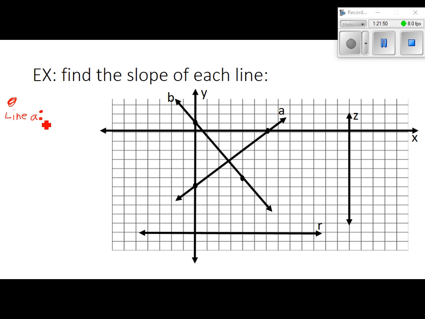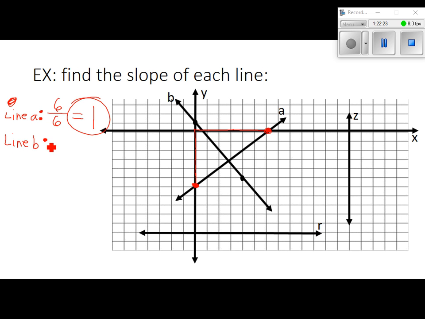If we're on a graph, just do the rise over run. So if I'm going from this point to that point, and it doesn't matter if we start at this one or this one, whichever point we start at, I'm starting at this one. So we do our rise, 1, 2, 3, 4, 5, 6. So we go up 6. Then I run 1, 2, 3, 4, 5, 6, over 6. That reduces down to 1. So the slope of line A is just 1.